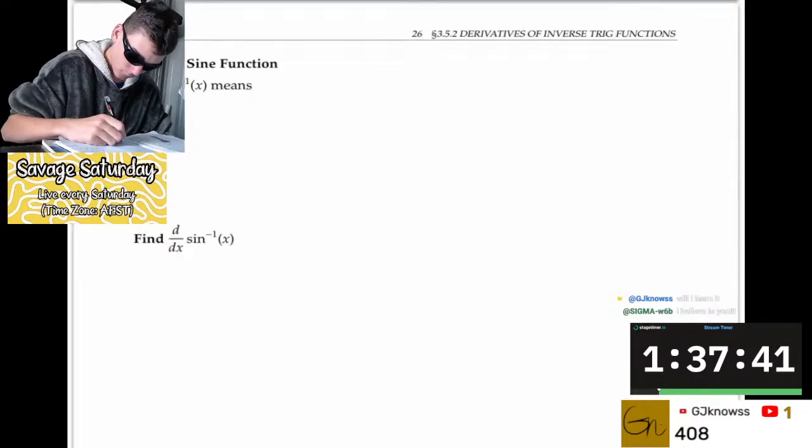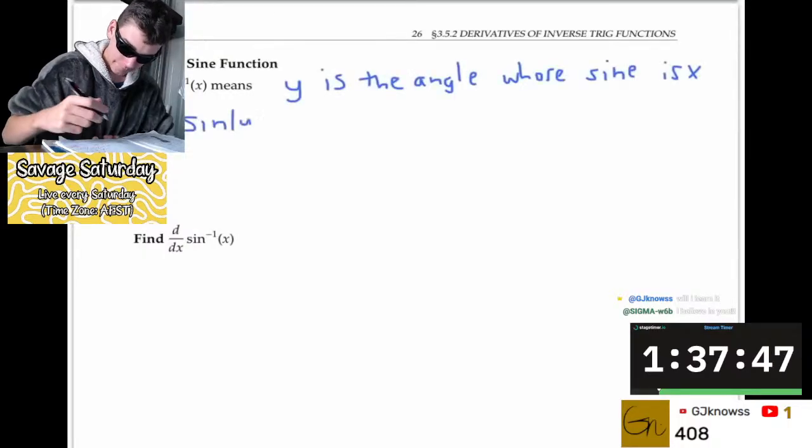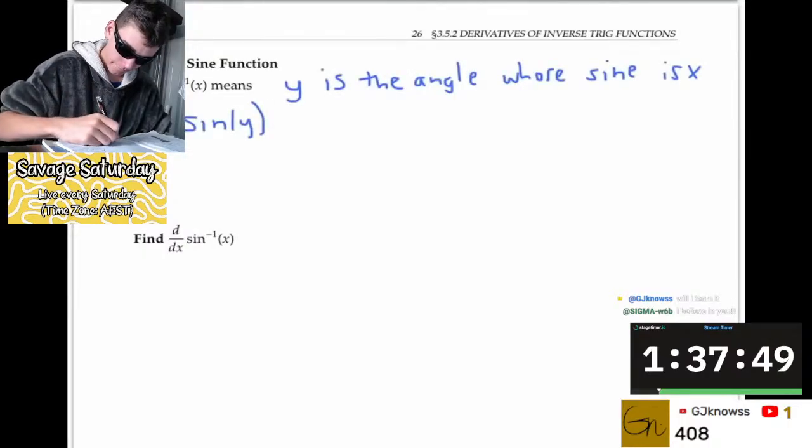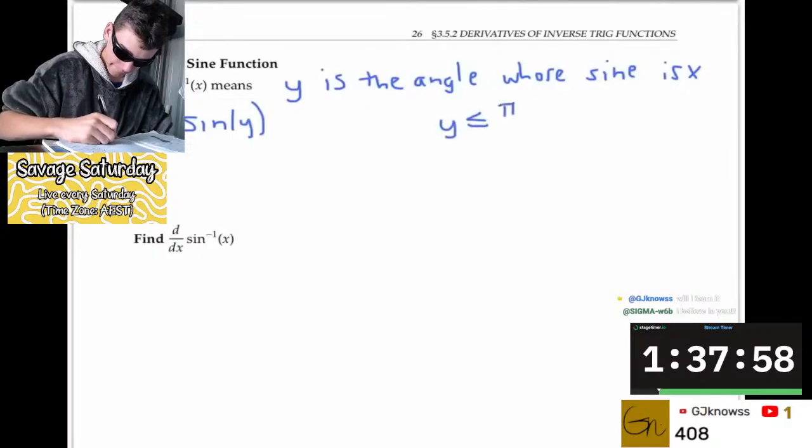Recall that y equals sine inverse of x means that y is the angle in radians whose sine is x. In other words, we can write x equals sine of y as an almost equivalent statement. I say almost equivalent because there are lots of different y's whose sine is x. Lots of different angles can have the same resulting sine. And for the inverse sine function, we specify that that angle y has to be between pi over 2 and negative pi over 2. That's just the convention.